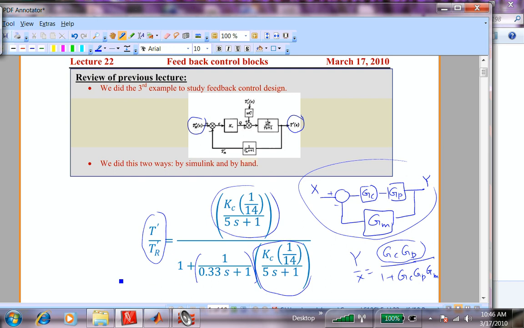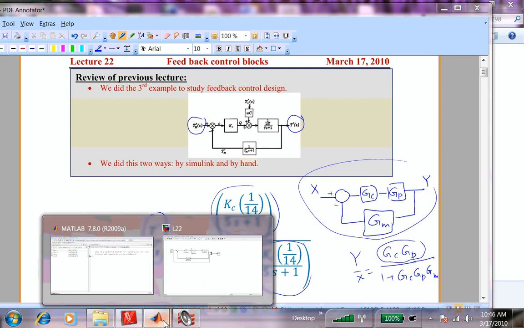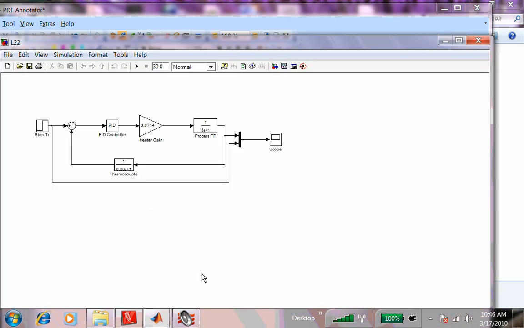In fact, I think we did this in Simulink. Let me just briefly throw up that Simulink block. So here is what we did in the last lecture, the same problem by Simulink. Here we replaced this by just a P. Here I have a PID, but we just had a proportional controller, the heater, the process.